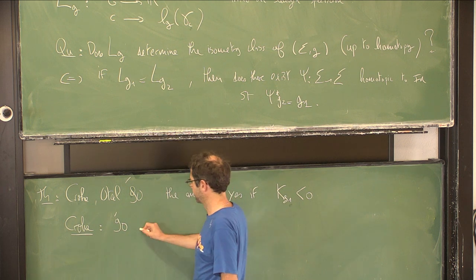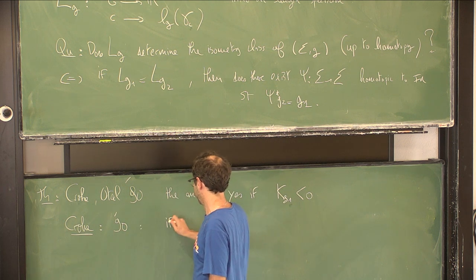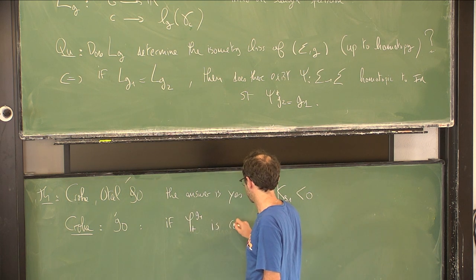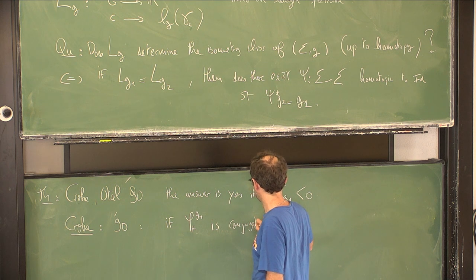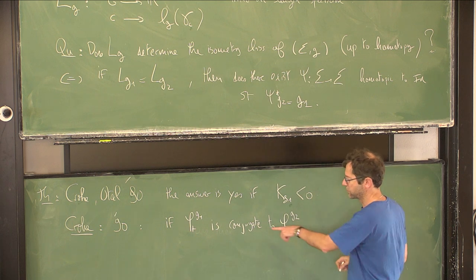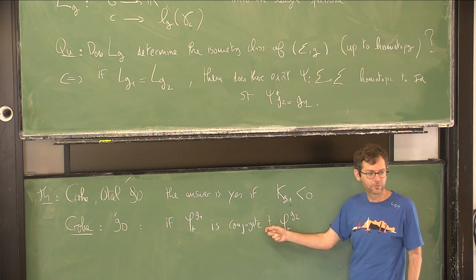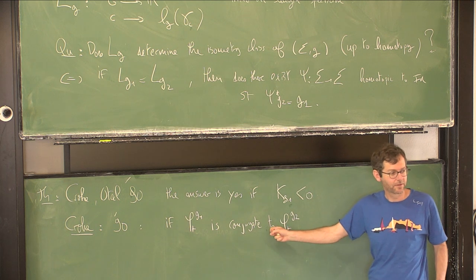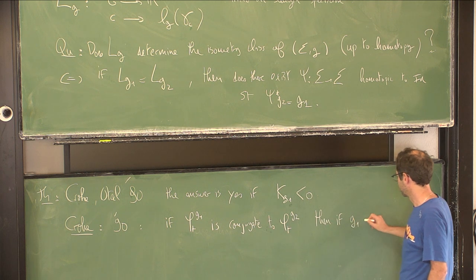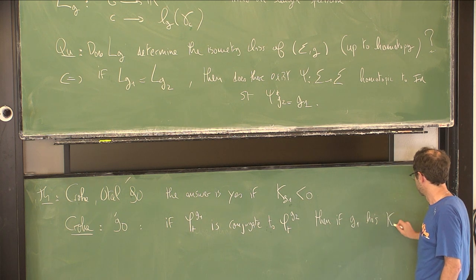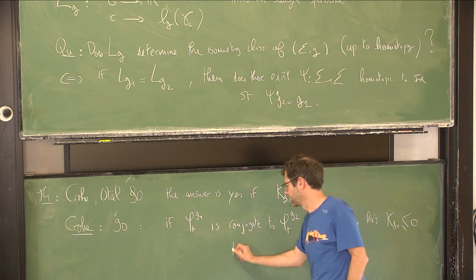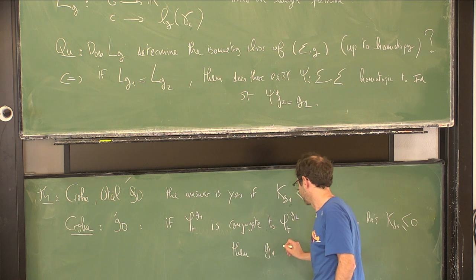In his paper, actually, what he's proving is that if the flow of g1 is conjugate to the flow of g2, and what I mean by conjugate, the conjugation is not an orbit conjugation, it's a true conjugation, so it's time preserving, then if g1 has non-positive curvature, then g1 and g2 are isometric.